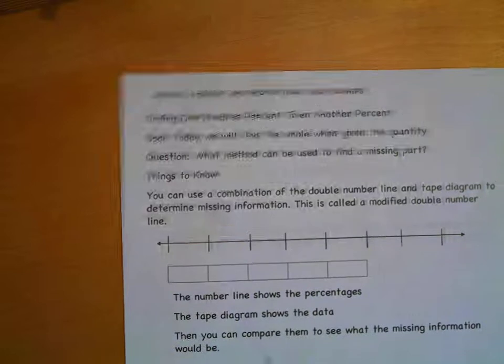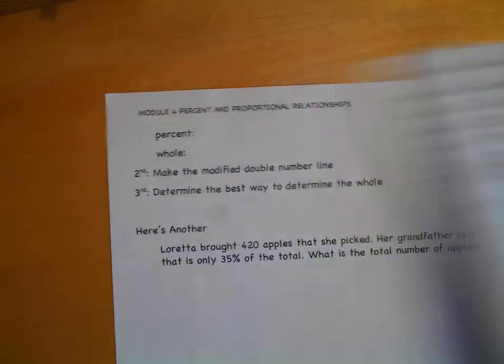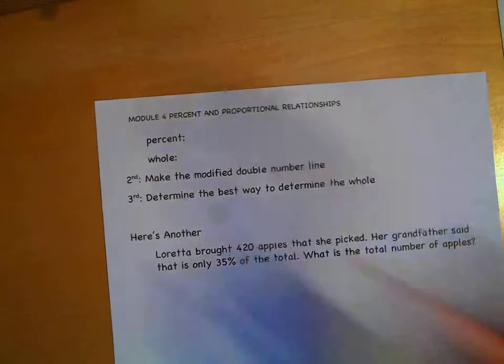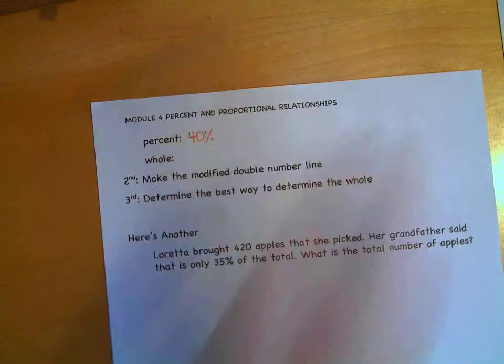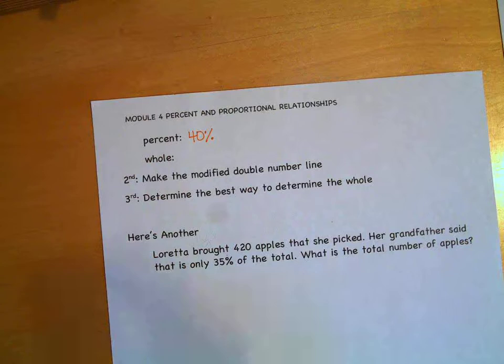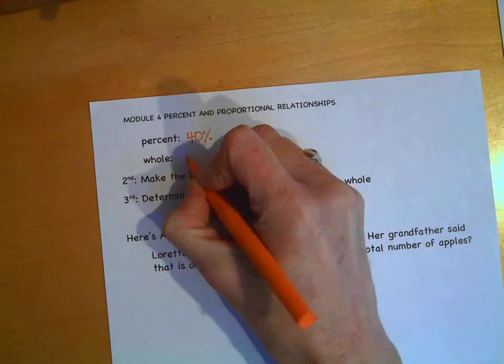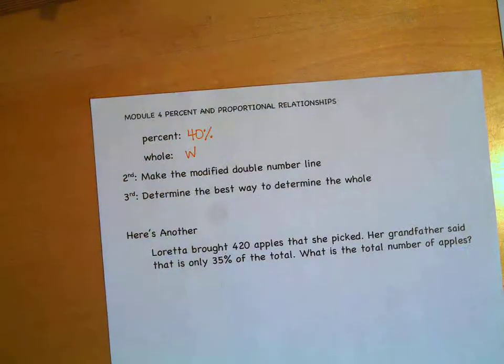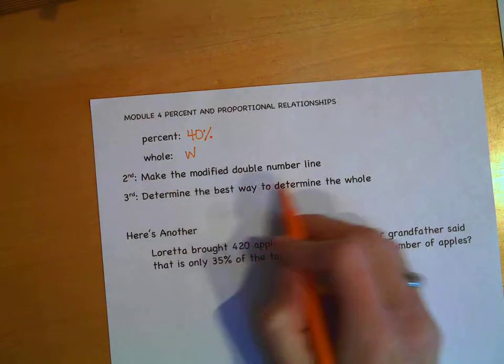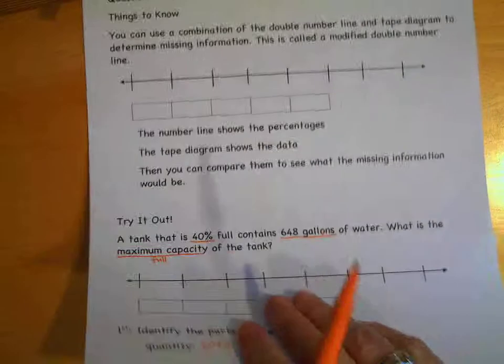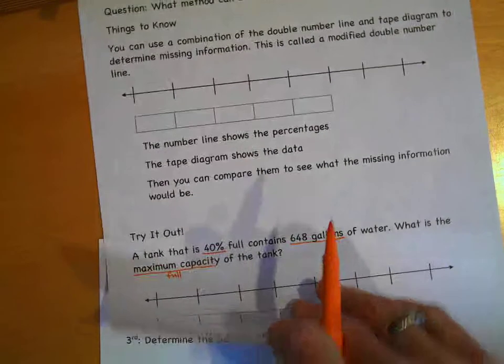Then the next part, because it says identify the parts of the word problem, the next part that we were given is the percent, which is 40%, so we know that. And then the whole is what we're trying to find, so I am going to use W because I'm using a variable for what we don't know. Now it says make a modified double number line.